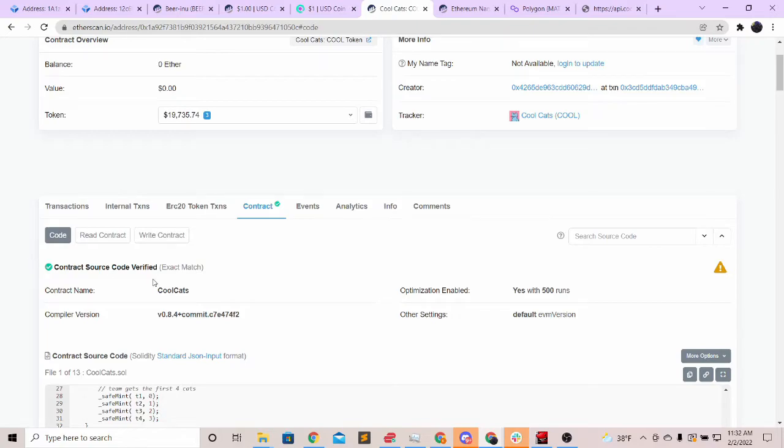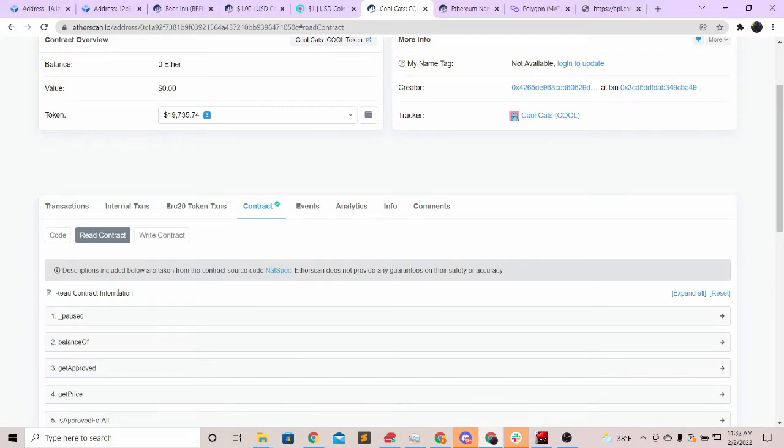And even if they don't, we can still read things off the contract, like read the different variables or whatever is set for data in the smart contract, and write to them as well.